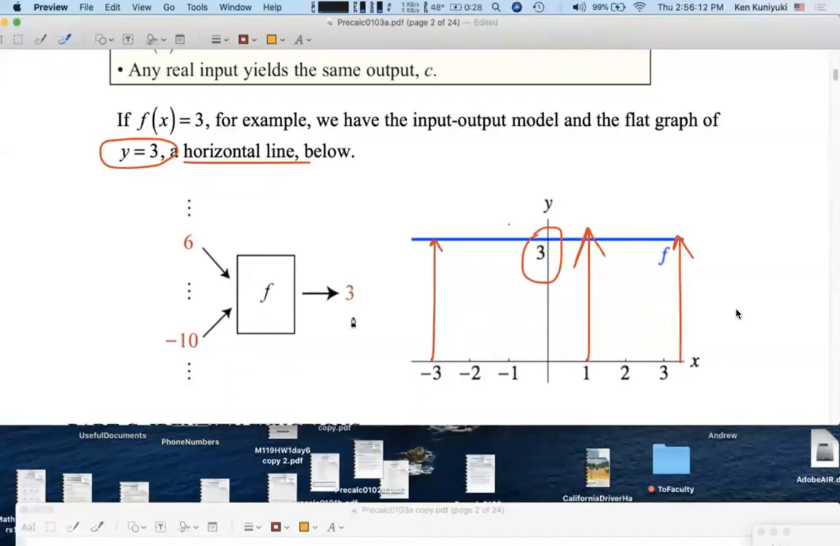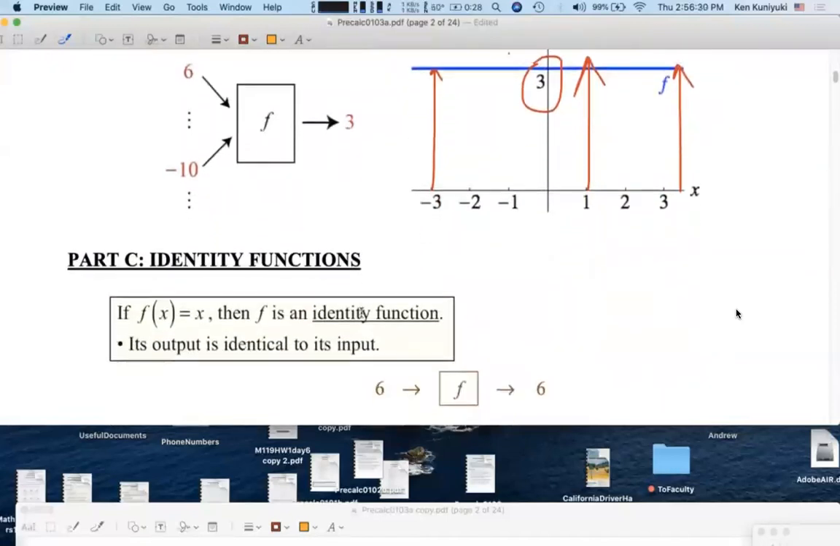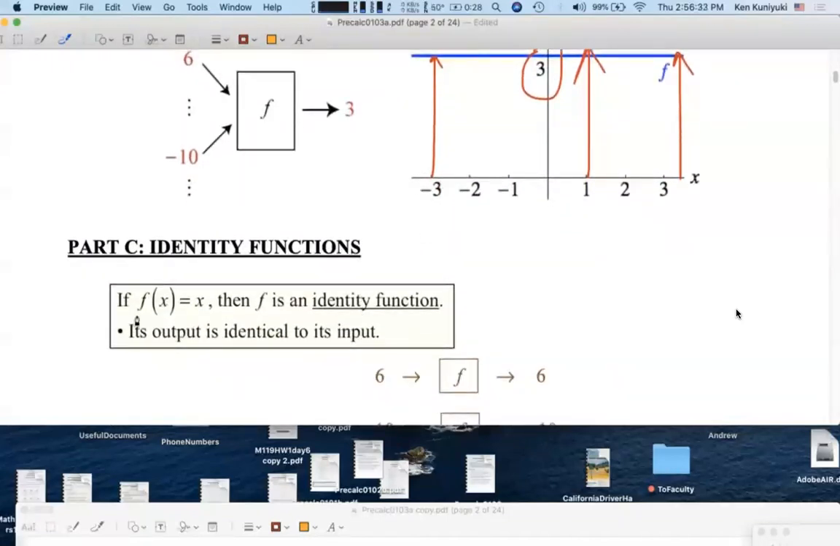So that's an example of a very lazy, uncreative function. What's another example of a lazy function? I'll give you a hint: group work, where you do a bunch of work and you pass it on to somebody. That person might just copy your work. Hopefully not. But let's talk about identity functions. Basically, an identity function has the form f of x equals x.